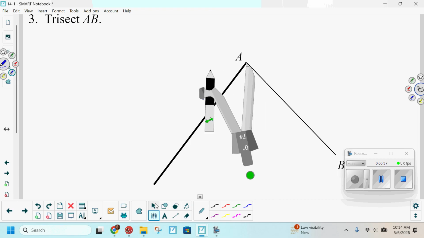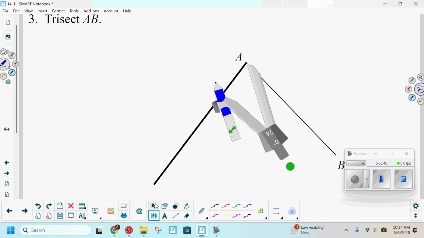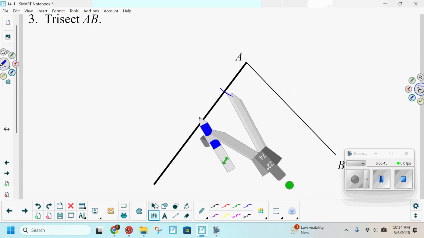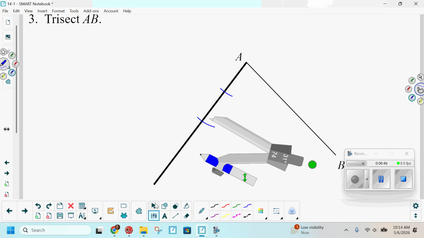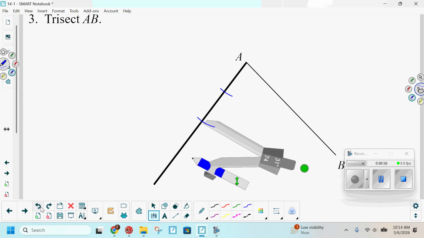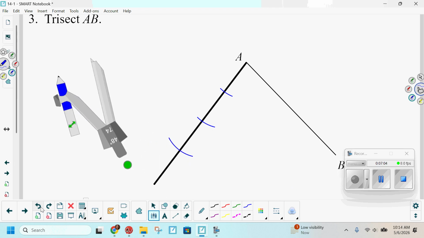So what I mean is that I can make this 1, and move it over, 2, 3. And you see how I have this stuff down here, this extra stuff? That's fine. It doesn't matter. I just needed it to help me make the 3 congruent segments. So I've got my 3 congruent segments here. 1, 2, 3.